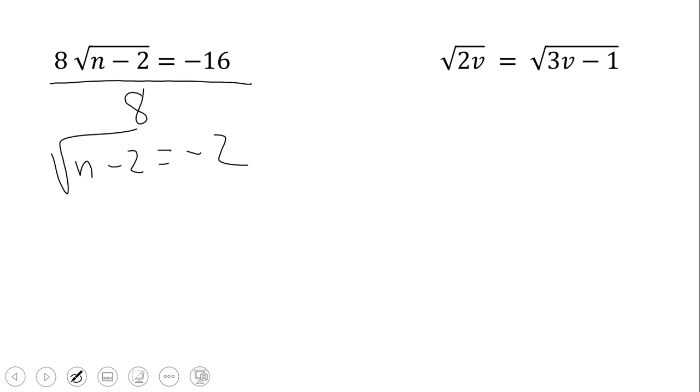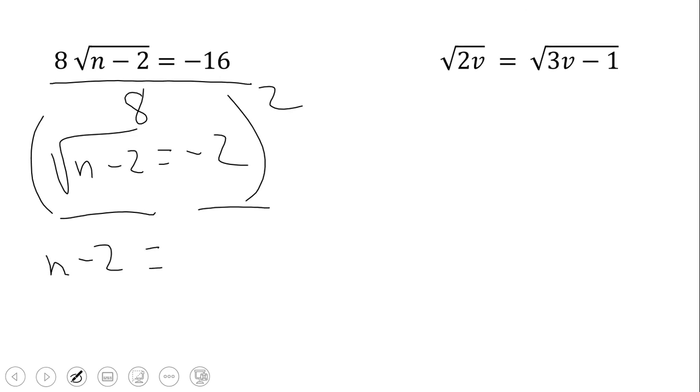The square root of something cannot be negative. So at this point, I'm aware of the fact that there should not be a solution. But let's say that you're not aware of that. The way that you get rid of a square root is to square both sides. When you square a square root, it cancels. When you square negative 2, you get 4. When you add the 2, you get n equals 6. And this is just n potentially equals 6.